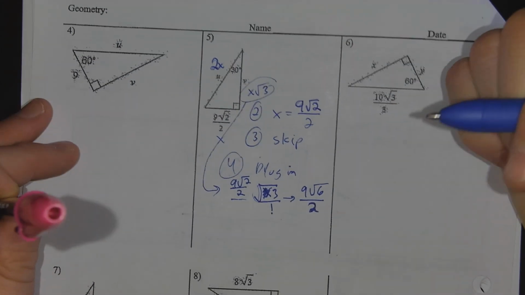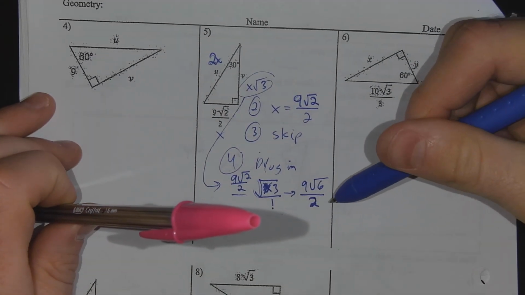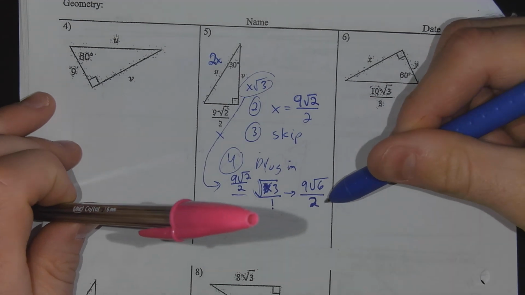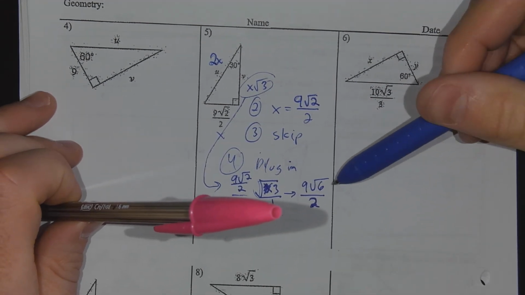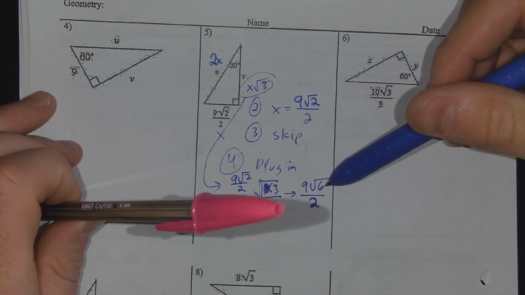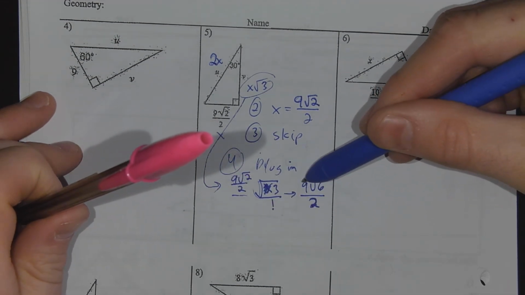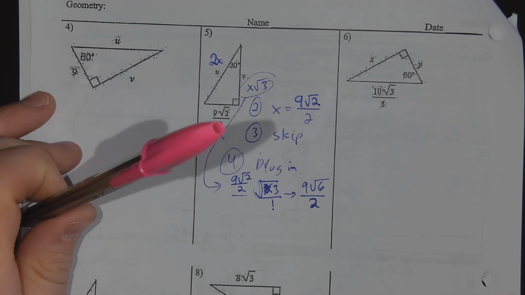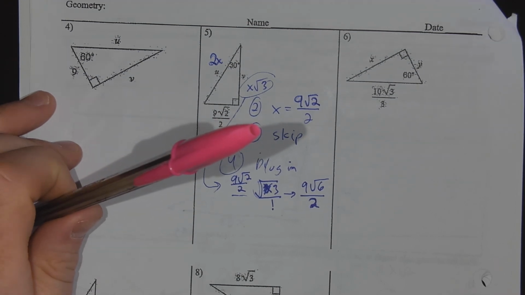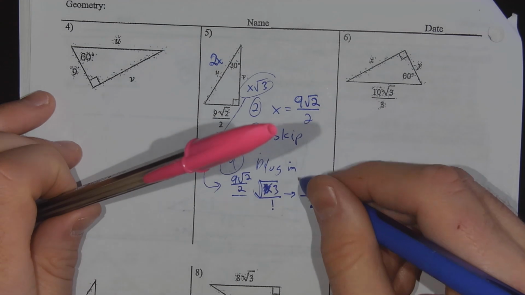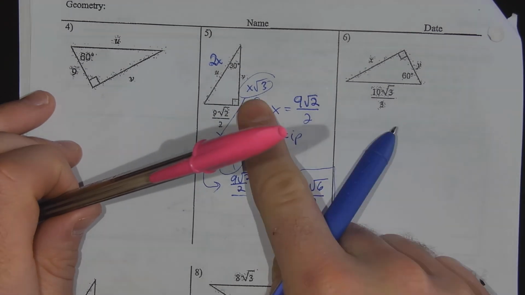And going through my checklist, first, there's no rationalization to be done because there's no radicals in the denominator. This cannot be simplified. No perfect squares go into 6. And finally, 9 over 2 can't be simplified because in your calculator, that's as simple as it gets. So there's no other common factor besides 1 of 9 and 2. So that part is done for the long leg here.